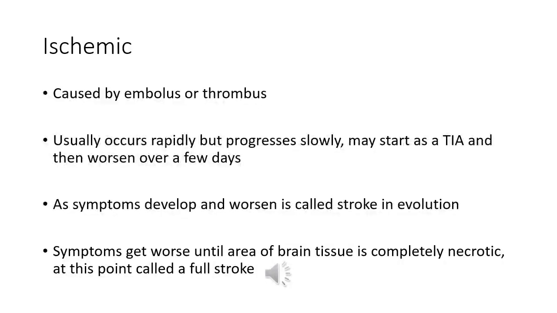So they could start out as a transient ischemic attack and then worsen over a few hours, maybe even over a day or two, into a full stroke. As that happens, if that happens, we call that a stroke in evolution. And again, the symptoms become gradually worse and worse until we see brain cell death. And then at that point, we call it a full stroke. So again, it's a blockage of some kind or a stopping of blood flow to a part of the brain.